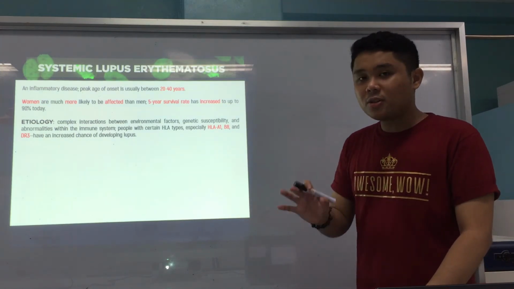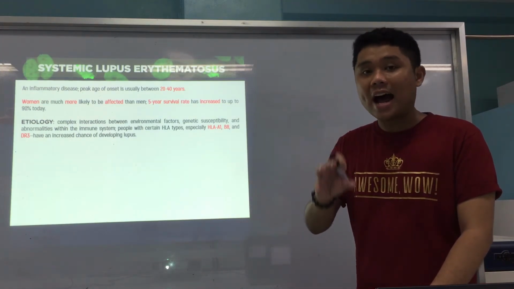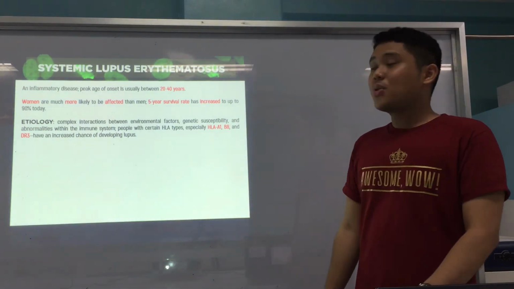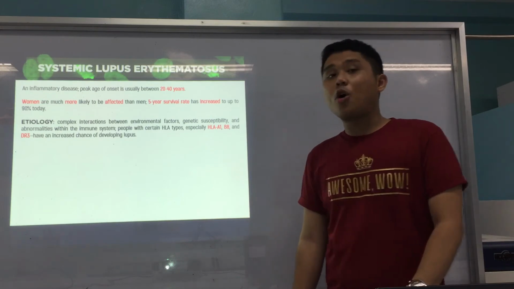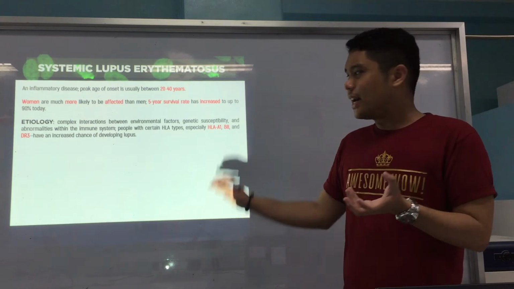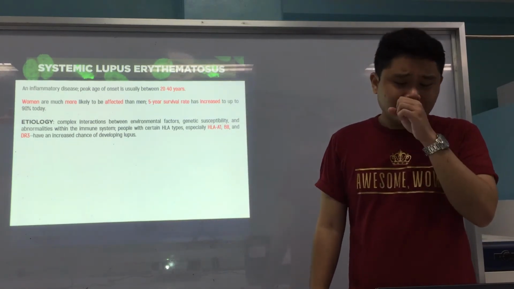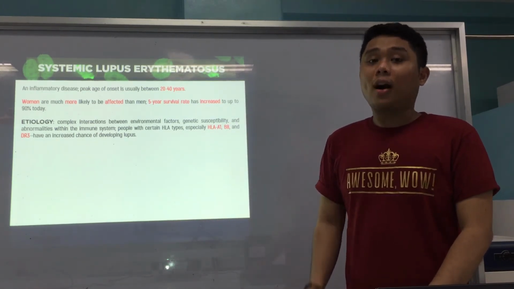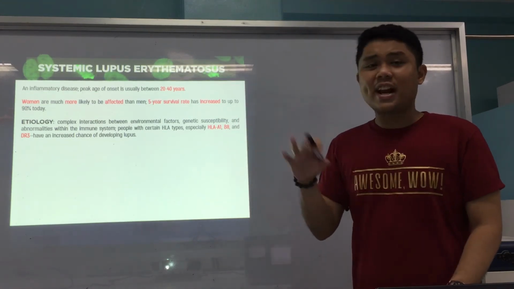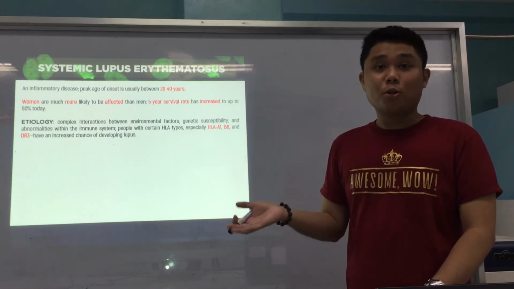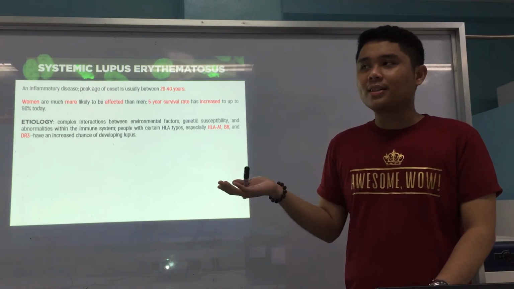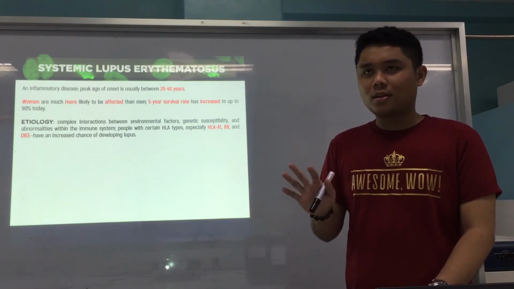system. And those patients who have certain HLA types, HLA A1, B8, and DR3, have an increased chance of developing lupus. So if you have HLA A1, B8, and DR3 in your genes, you are more prone to developing lupus. And actually, these HLA types, A1, B8, DR3, it's not only lupus that you can get. You could also have other diseases. For DR3, I think it's type 1 DM, if I'm not mistaken.